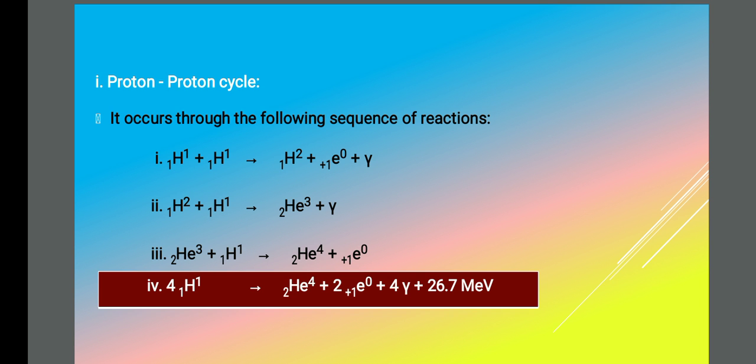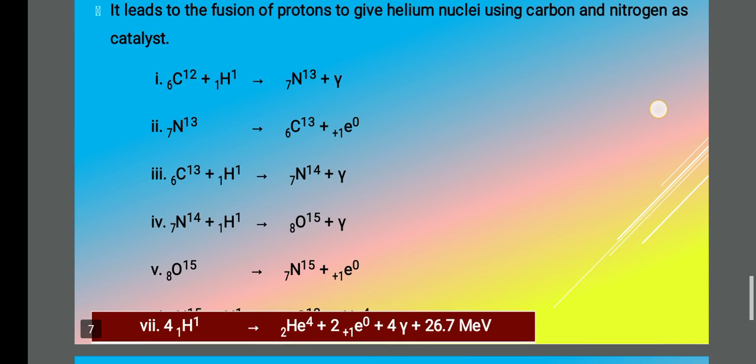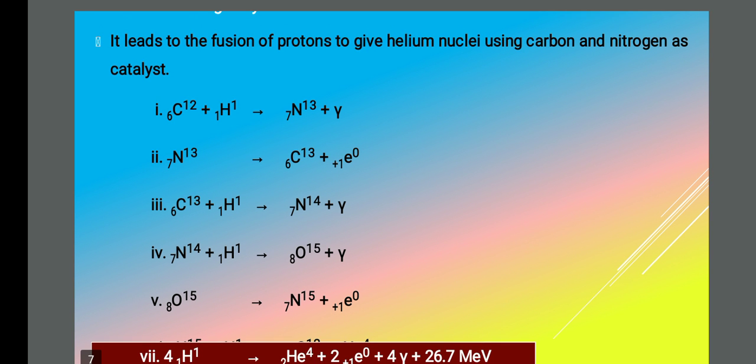So this stellar energy can also be produced by another cycle which is called the carbon-nitrogen cycle. Coming to the carbon-nitrogen cycle, it leads to fusion of protons to give helium nuclei using carbon and nitrogen as the catalyst. So here carbon and nitrogen will act as catalyst, so we call it the carbon-nitrogen cycle.